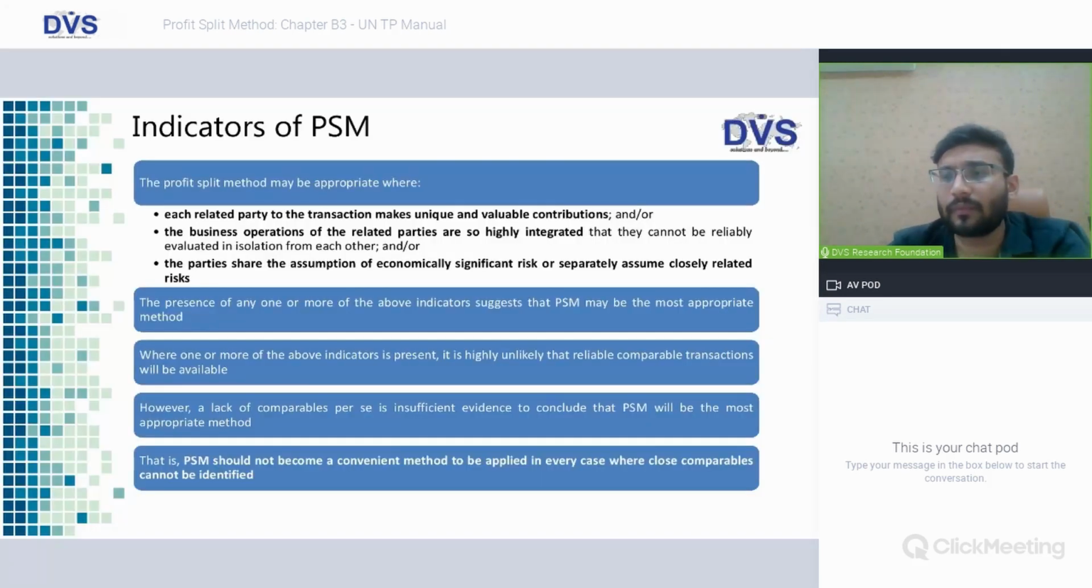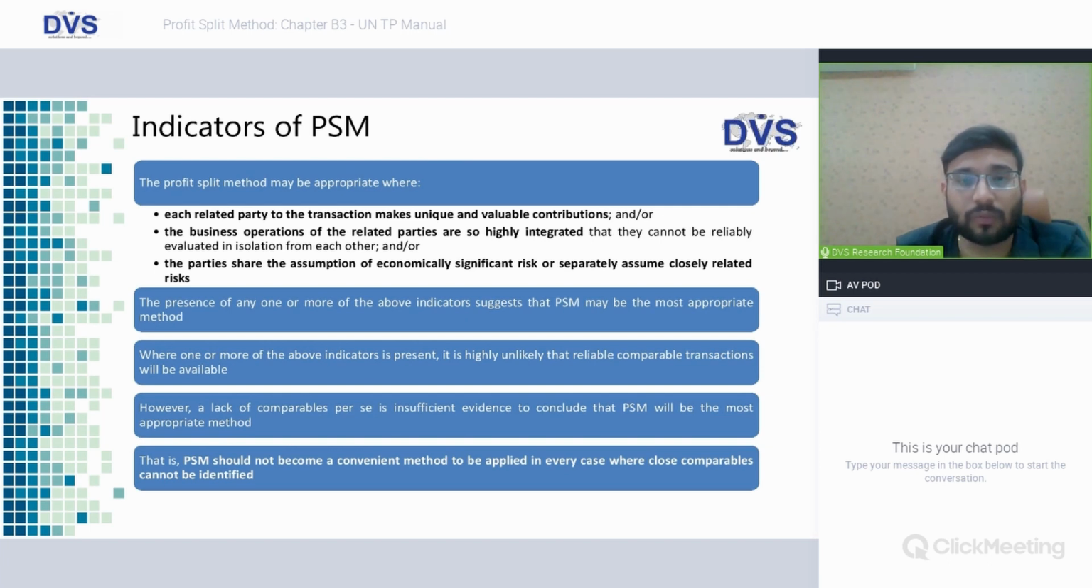Indicators of PSM. The profit split method may be appropriate where each related party to the transaction makes unique and valuable contributions. So, friends, again, contribution should be unique and valuable. It cannot be an ancillary or supportive function being done by a particular entity. The contribution from that particular entity has to be, number one, unique.